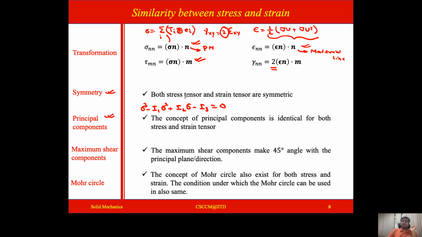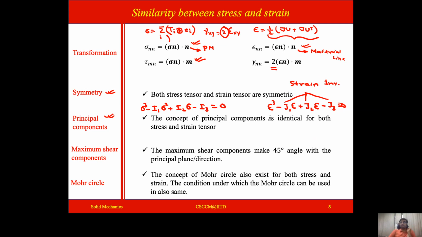And from there, we can compute the principal stresses. Similarly for epsilon also, there is a characteristic equation. And this J1, J2, J3, these are known as the strain invariants. So I1, I2, I3 are the stress invariants. J1, J2, J3 are the strain invariants.